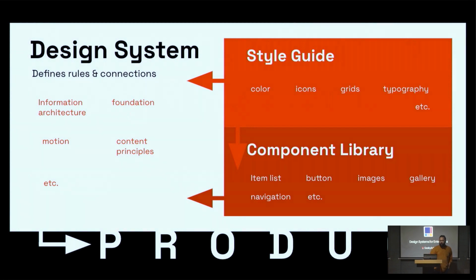Usually a design system has a style guide and a component library, and they all flow into each other, and all of them build towards one particular goal, that is the product. A style guide is the very basic scratch. When we think about a style guide, we think about the colors, icons, and typography.